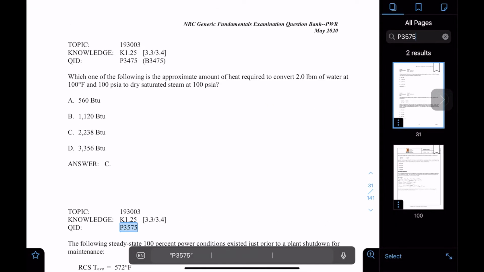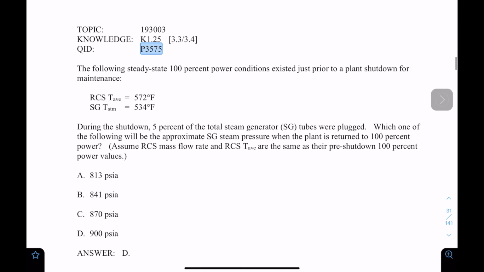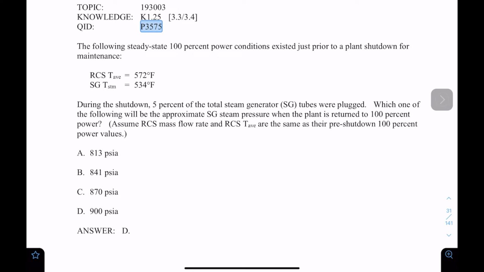I think it's P3575. Is it this one? Okay, yes. This is one of the last items that we will see in here.